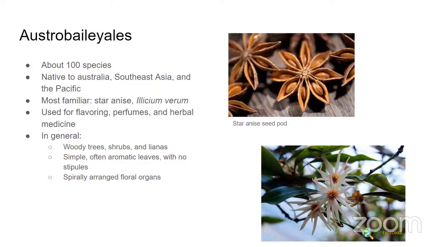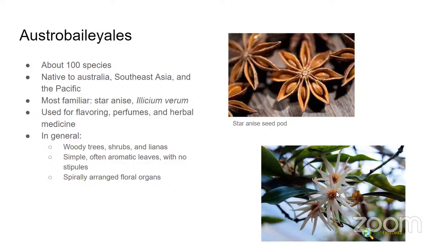One of the commonalities, not true of everyone, so it's not a specific derived trait of this group alone, but it is generally true that we're going to find a lot of essential oils and aromatic compounds in these more basal groups. In general, here we have some woody trees, we have some shrubs, we have lianas, so those are woody vines, basically. Their leaves are going to be simple, often going to be aromatic. They don't have stipules, which are those little extra leaves at the base of the big main leaf.